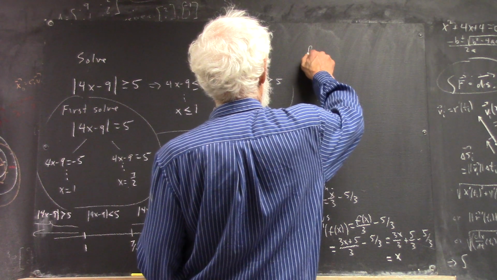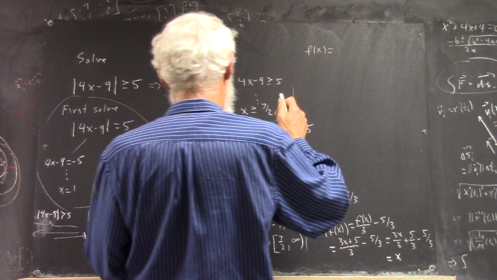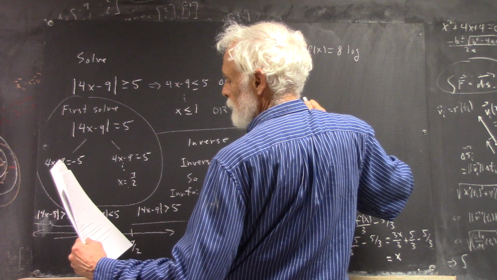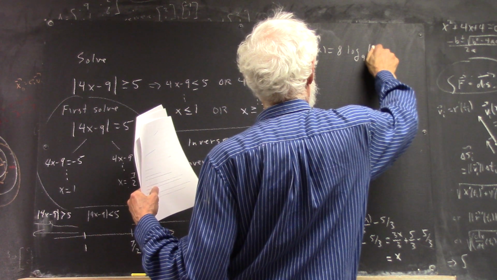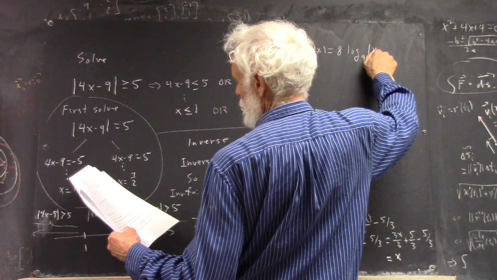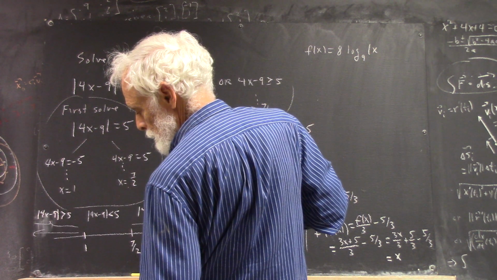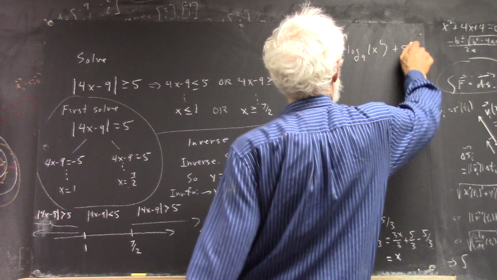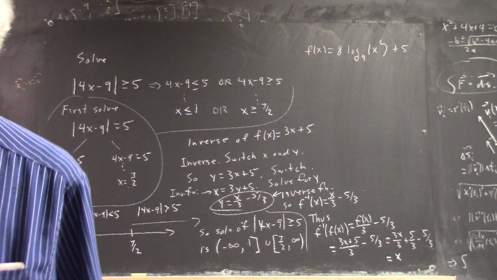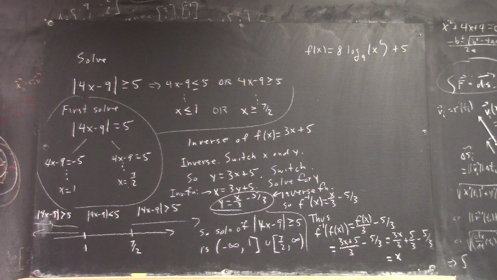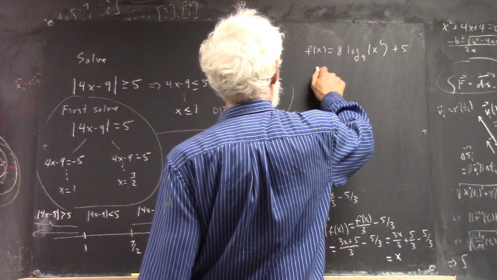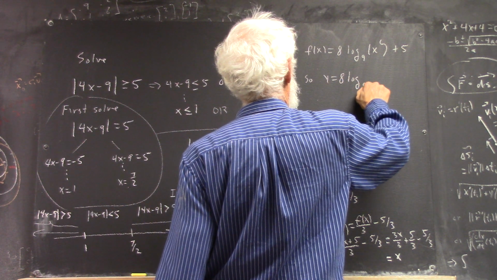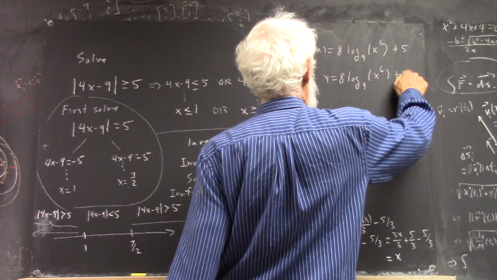Now, the problem your book gives, you should be in pretty good shape to do this. When you got f of x equals 8 times the log, what base? Get that. That's a small number. Base 9 of x to the 6th plus 5. Okay? So you got y equals 8 log base 9 of x to the 6th plus 5.